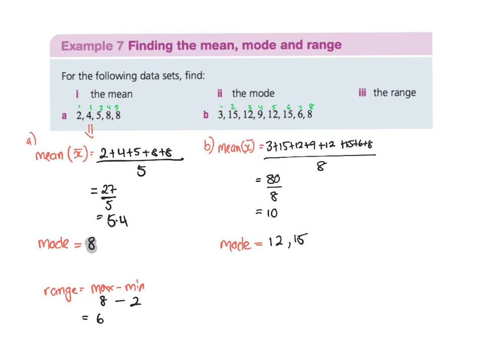And then the last thing we've got to do is the range. This wouldn't be 9 and 12? No, there's 2 12s and there's 2 15s, sorry. Mode is the most frequent. Okay, and then the range is the maximum minus the minimum. So the maximum here is 15, the smallest one is 3, so the range is 12. Good, let's do one more. Oh no, there's only 2, sorry, that's it.